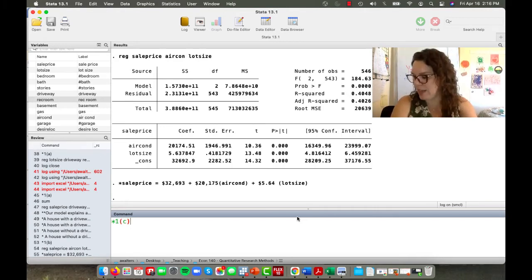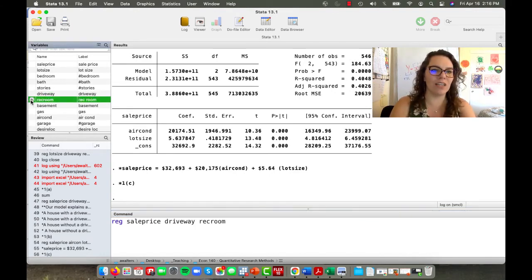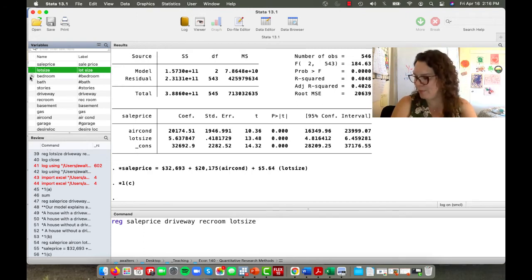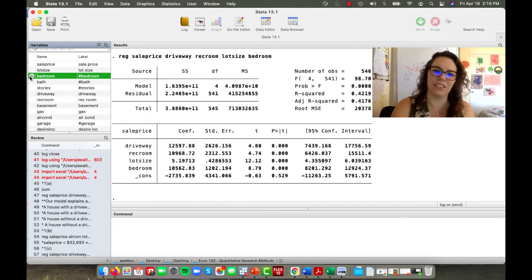1C is going to ask us to do a much more complicated regression. Now we want to do a regression of sale price on driveway and rec room, and then lot size and bedrooms. And we want to talk about interpreting the coefficients, the R-squared, and the statistical significance.